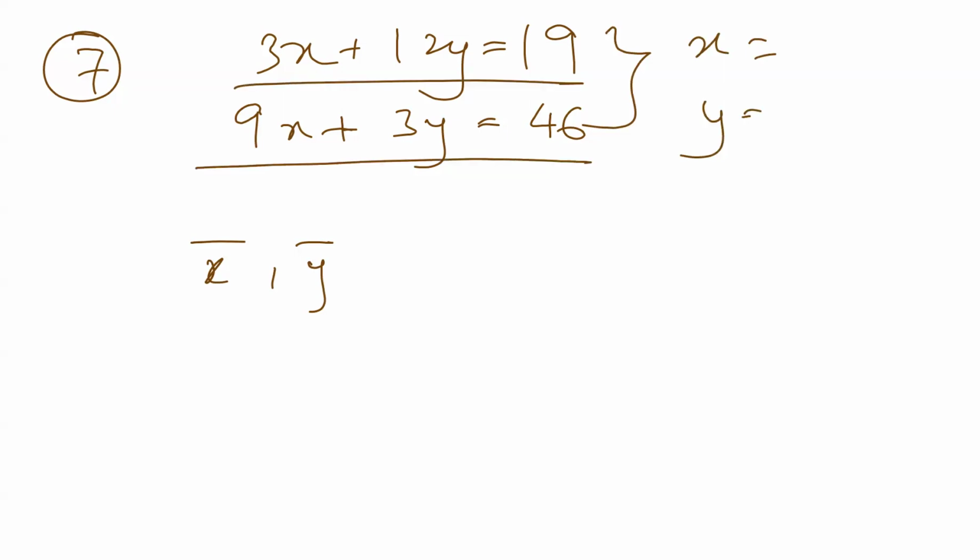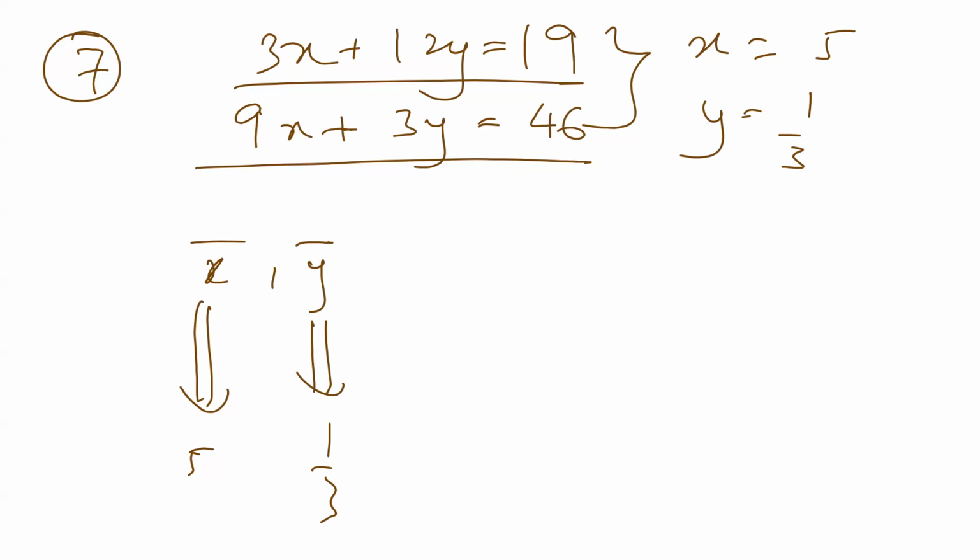I hope you know how to solve these two equations simultaneously. After solving these two equations simultaneously, you'll get x as 5 and y as 1 by 3. That itself is your x bar and y bar. Just remember this. Rest of the problem you can solve. Question number 8 also you can solve on your own. It is based on the similar concept.